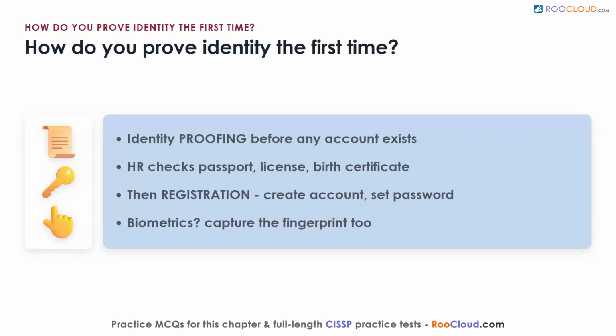How do you prove who someone is the very first time? This is identity proofing, and it happens before any account exists. For a new employee, human resources checks physical documents like a passport, a driver's license, or a birth certificate. Once the documents are verified as genuine, registration begins, which can be as simple as creating an account and setting a password. If the organization uses biometrics, registration also captures something like a fingerprint. Think of it as a notary confirming you are real before signing you into the system.